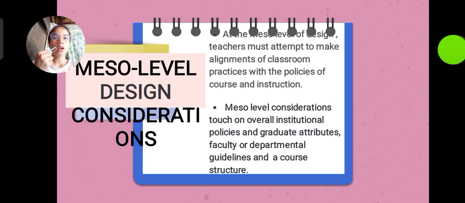So, meso-level considerations. At the meso level of design, teachers must attempt to make alignments of classroom practices with the policies of course and instruction. Meso-level considerations touch on overall institutional policies and graduate attributes, faculty or departmental guidelines, and course structure. At this level, teachers must make efforts to implement design elements that take into account the specifics of a single subject with the concerns of diverse colleagues.